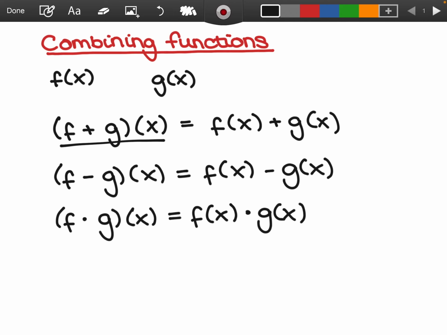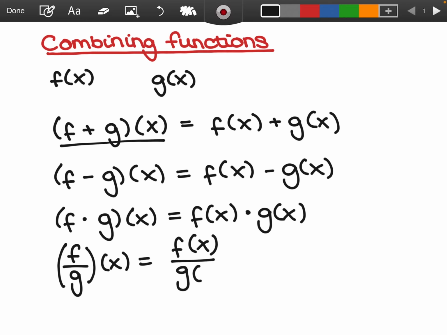And then dividing has one other property that we need to be aware of. So if I create this new function, f over g of x, that is just f of x divided by g of x. But we have to make sure that g of x does not equal 0, because otherwise we cannot divide by it. We cannot divide by 0 when we do math. So we need to make sure that g of x does not equal 0 when we do this division.